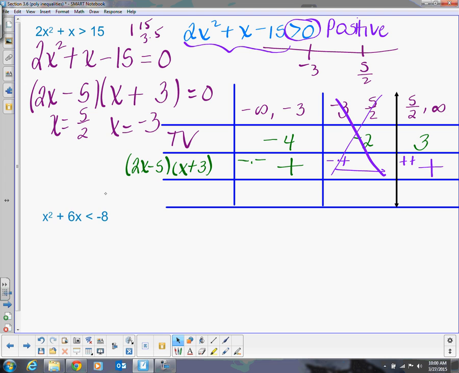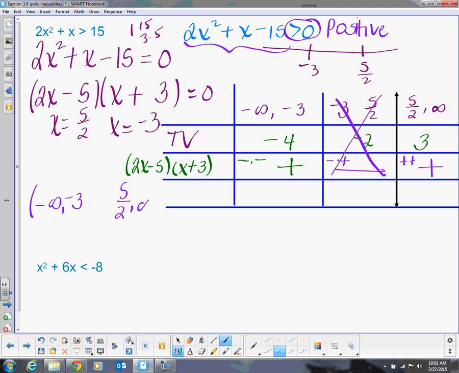So the solution to this inequality is going to be negative infinity to negative 3, 5 halves to infinity. Now, what do we put around the negative 3 and the 5 halves? Look at the symbol, the parenthesis.